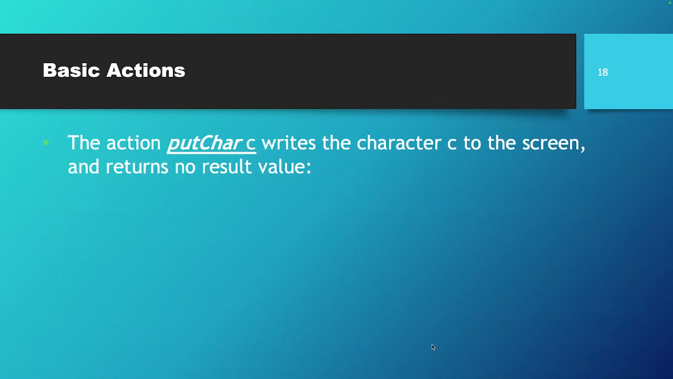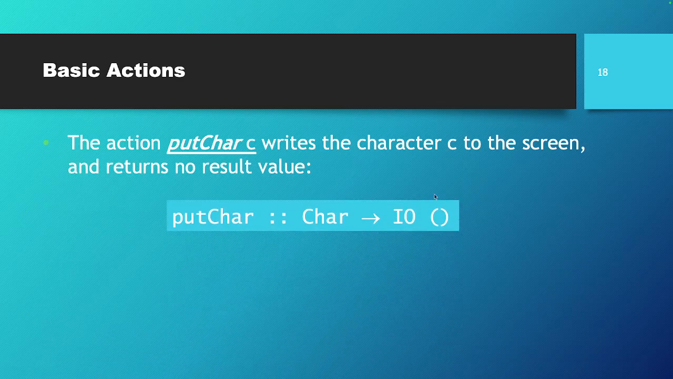Okay, next one, putChar. Guess what this does? It takes a character, and you're going to send it, hopefully using IO somewhere, but it's not going to return a value, it's just going to change the world. And by changing the world, I mean it's going to put the character on the screen.